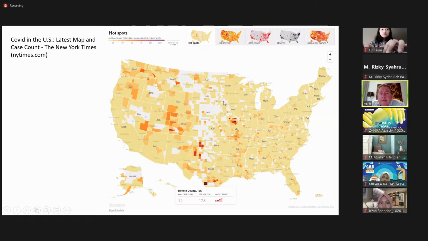With the New York Times dashboard, there are also different maps that you can access, and they are accessed via clicking at the top. So there are hotspots, risk levels, total numbers of cases, deaths, and then information on incidence. So another example of a dashboard.